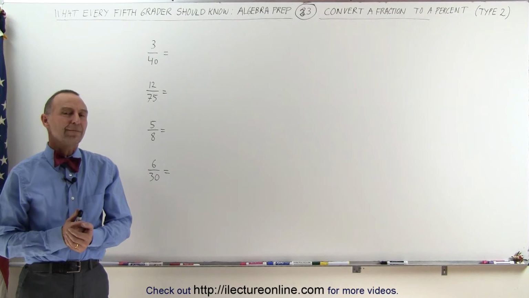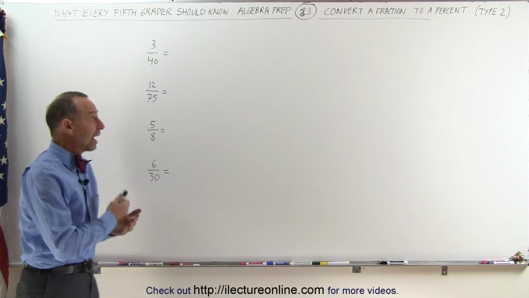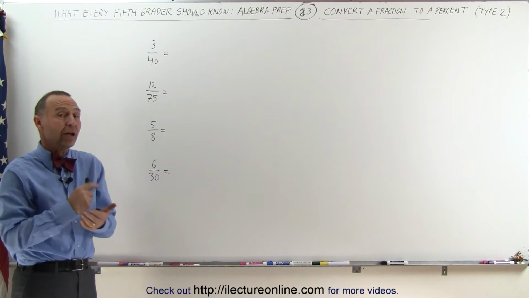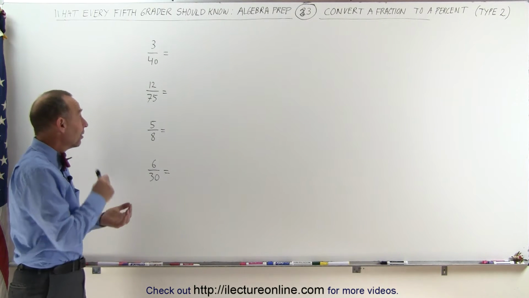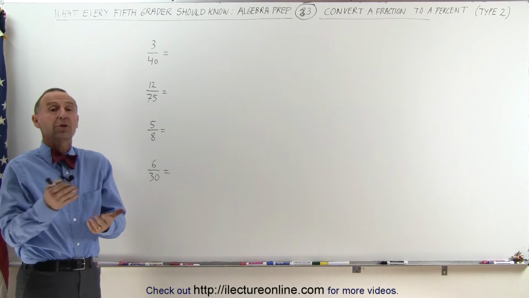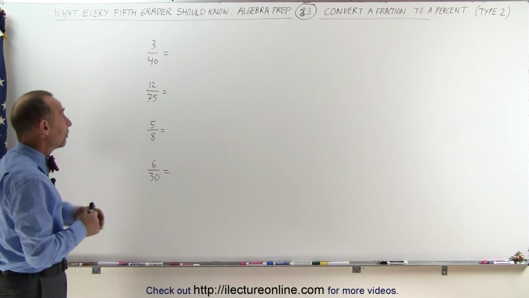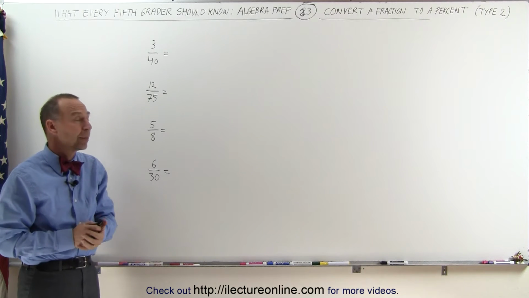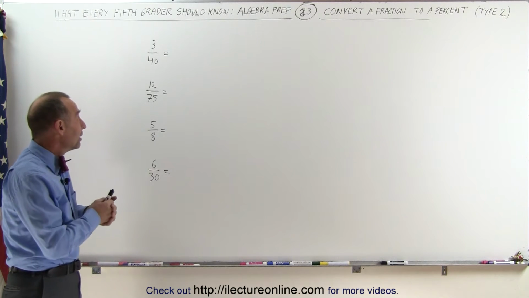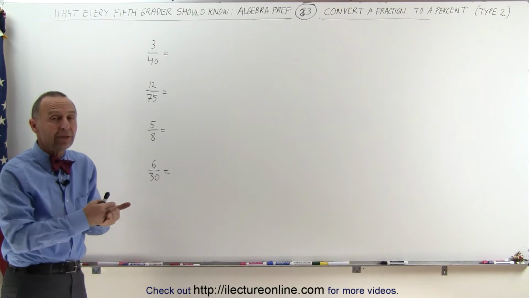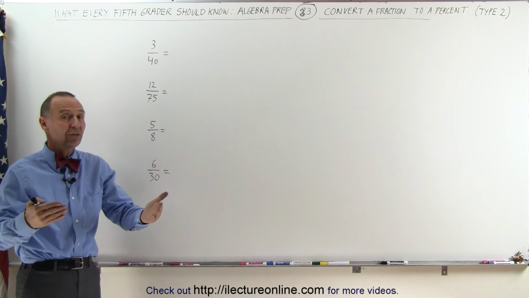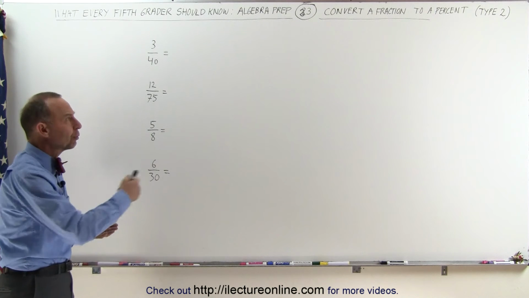Welcome to Algebra Online. Here we're still trying to convert a fraction to a percent, but how do you do that when the denominator is not equal to 100 and the denominator does not evenly fit into 100 nicely? For example, 40 does not fit evenly into 100. How do you deal with that? The thing to do here is simply divide the numerator by the denominator and turn the fraction into a decimal first, and then once you have a decimal, you can then easily turn it into a percent.